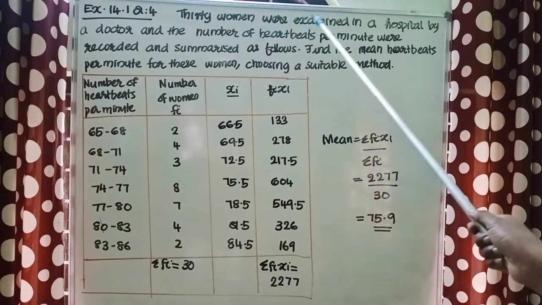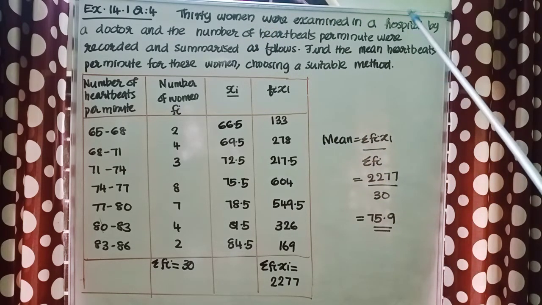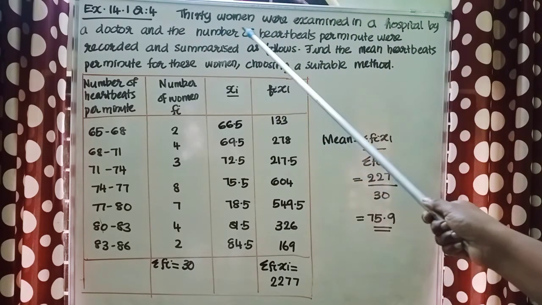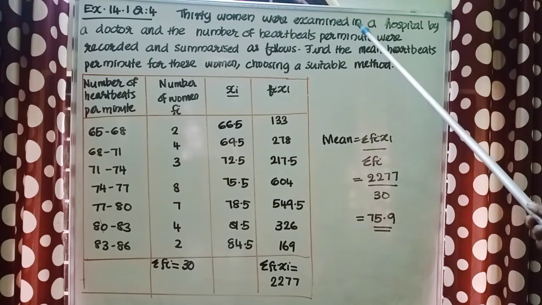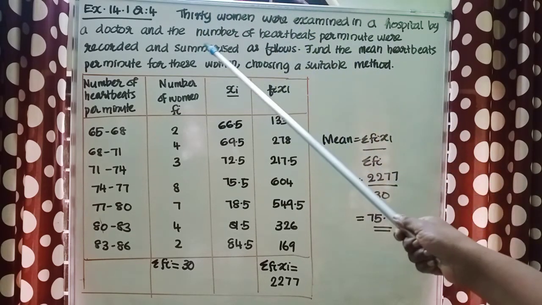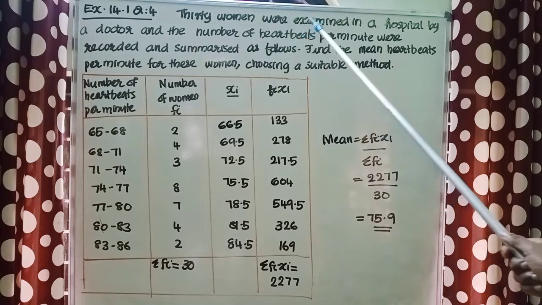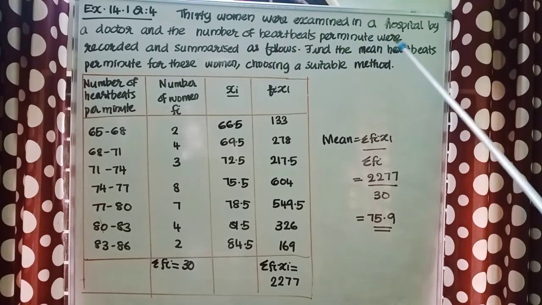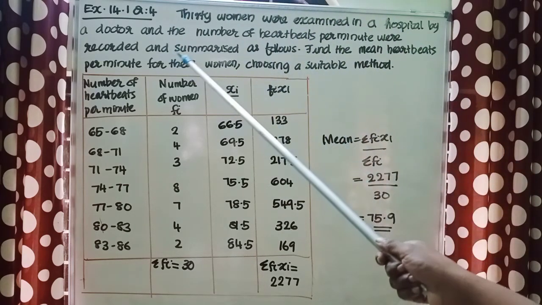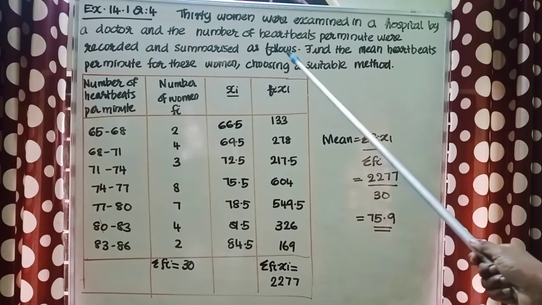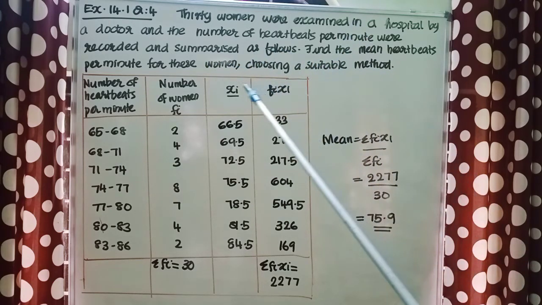30 women were examined in a hospital by a doctor and the number of heartbeats per minute were recorded and summarized as follows. Find the mean heartbeats per minute for these women choosing a suitable method.